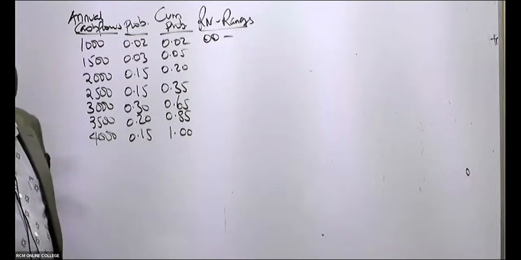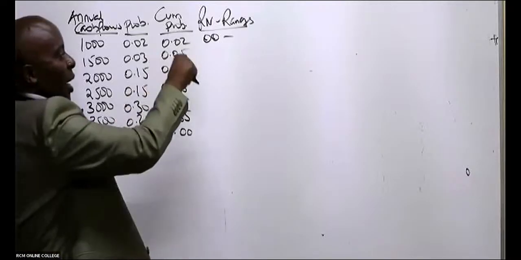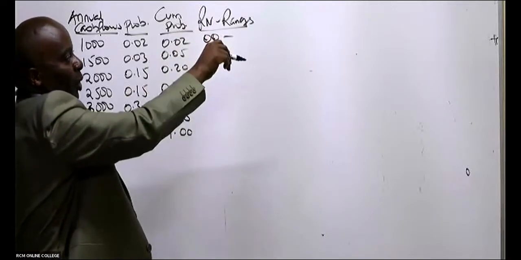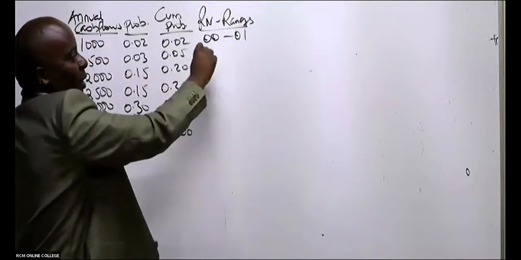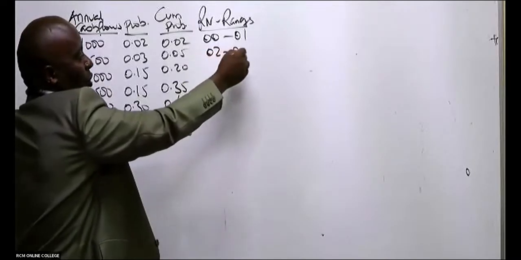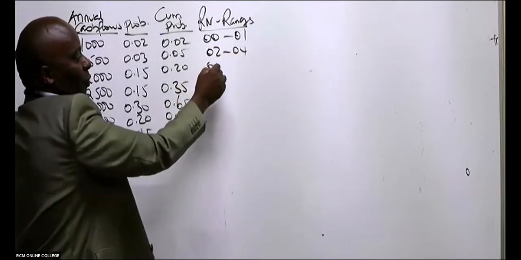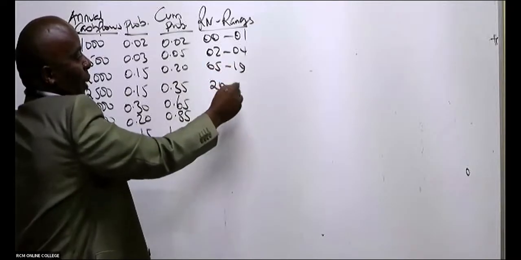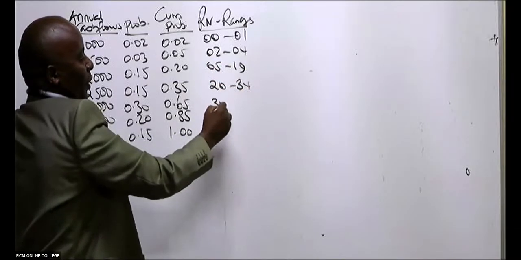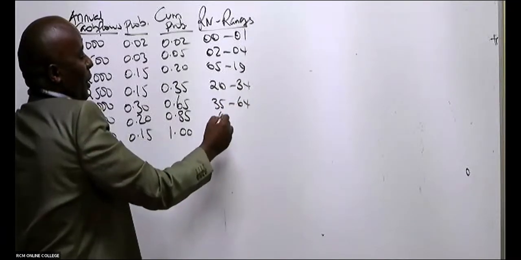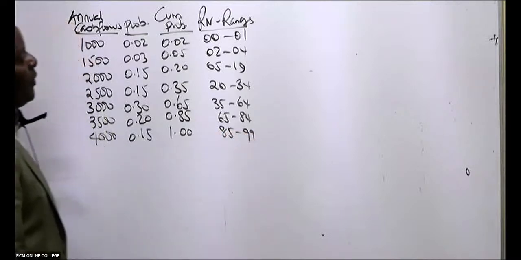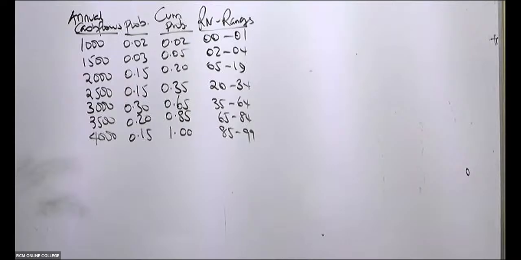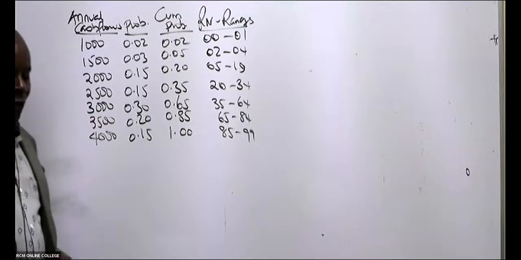You must be a very good student. So 0, 0 to, you know, I can't just write 1, and I can't write 1 0 for them to be 2 digits. So it is 0, 0 to 0, 1, isn't it? The next class will be 0, 2 to 0, 4. Then we have 0, 5 to 19, 20 to 34, 35 to 64, 65 to 84, 85 to 99, like that. So that is the first variable, which is influencing.